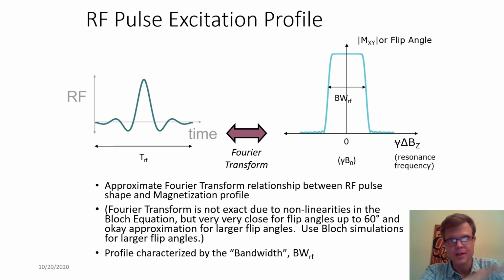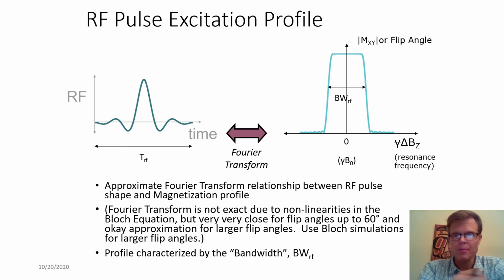We haven't even talked about gradients yet; we'll put gradients specifically into this equation a little bit later. There are some details here if you're interested, but we'll just cover it at this level. This is actually not an exact Fourier transform relationship. It's an approximate Fourier transform relationship, due to some nonlinearities of the Bloch equation. There are ways to address those nonlinearities, but for the purposes of most analyses and intuition, the Fourier transform relationship is sufficient.